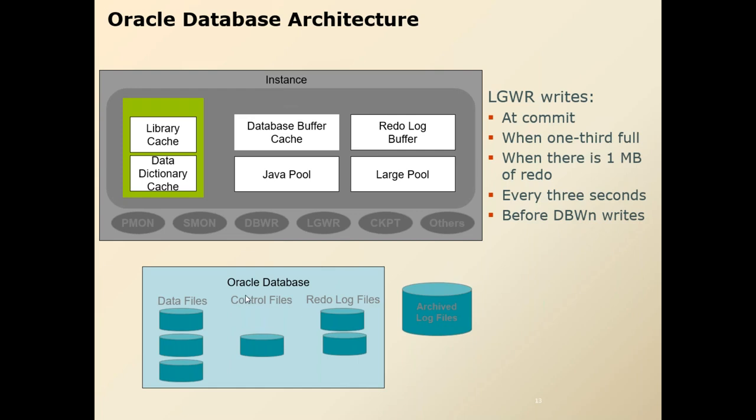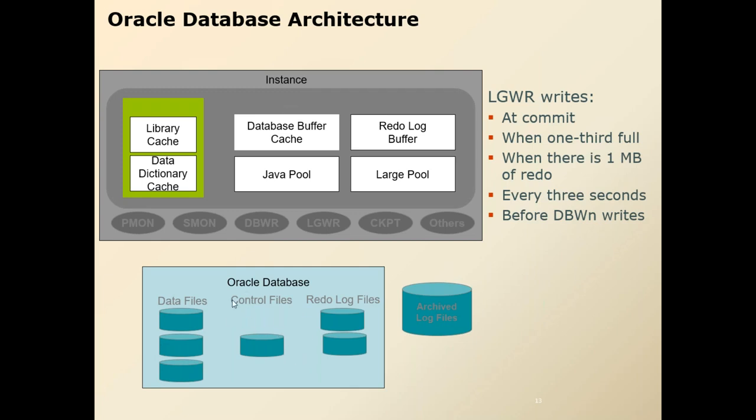Your Oracle database contains the actual files. There are three kinds of files in an Oracle database: data files, control files, and redo log files. The backup of redo log files is the archive log file, which resides on the operating system. Data files are the files where the actual data resides. For example, when you do select star from the employee table, you get that information from your data file. So the actual data in the database resides inside the data file.